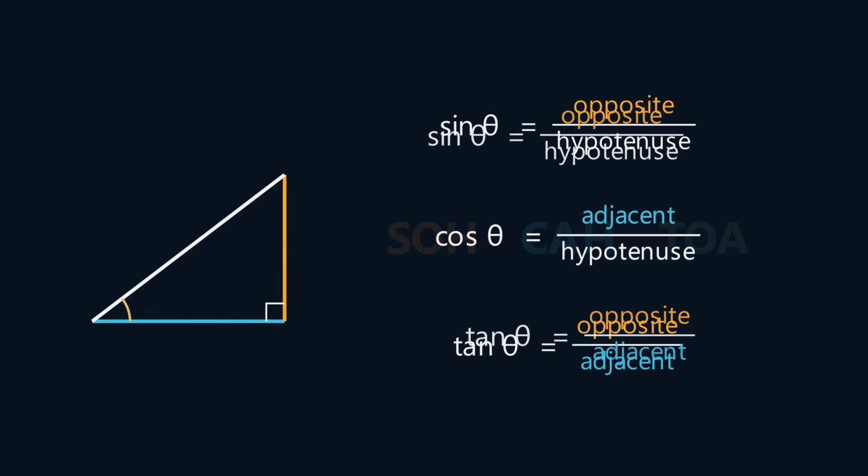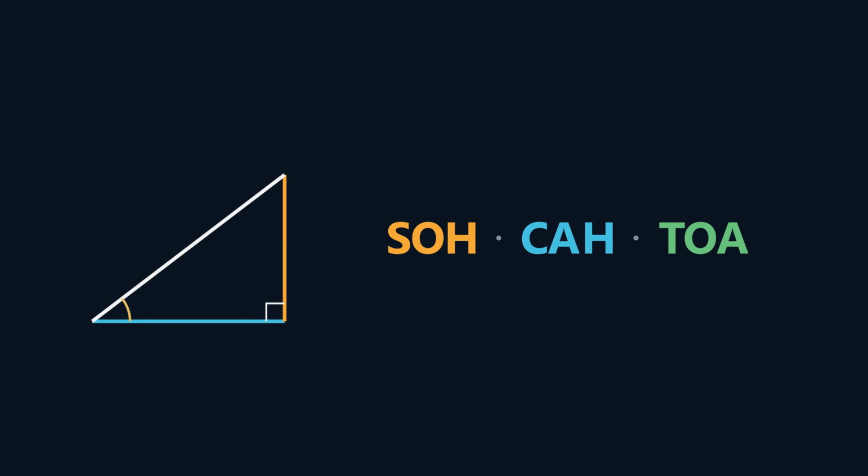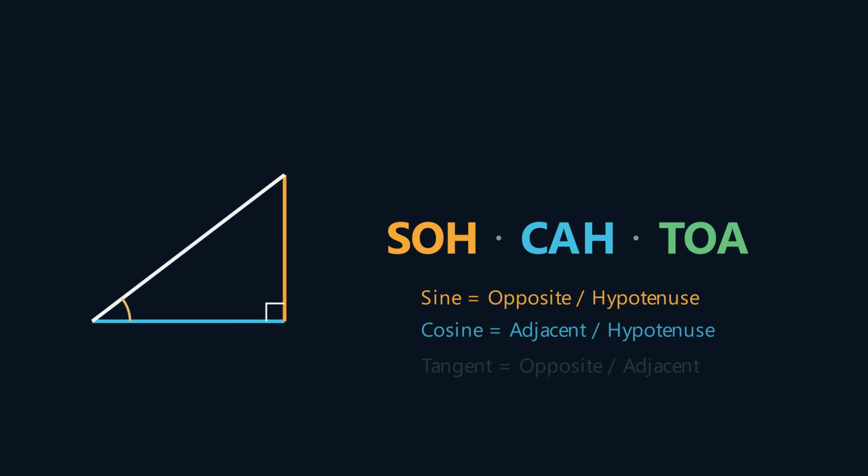Generations of students have remembered this with one nonsense word, SOH CAH TOA. Sine equals opposite over hypotenuse. Cosine equals adjacent over hypotenuse. Tangent equals opposite over adjacent. It is silly and it works, and you will never forget it. Let us actually use it.